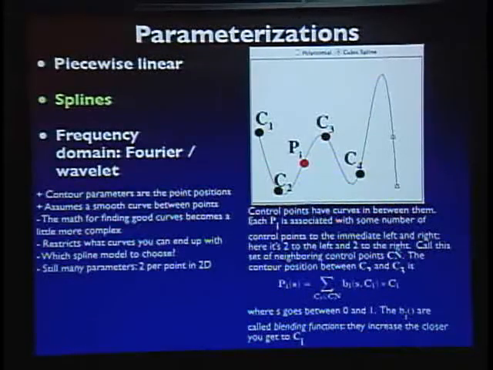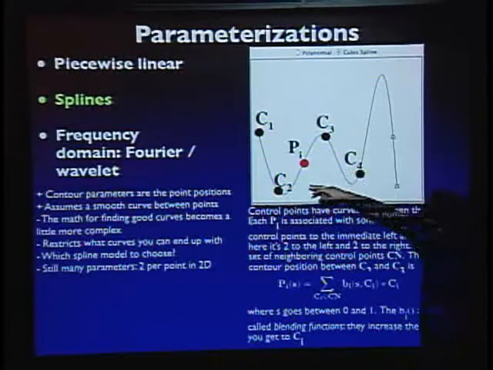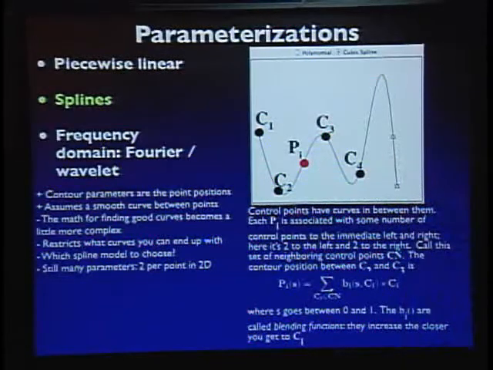The next most complicated thing is to use what's called splines, where instead of simply connecting the adjacent control points together with a straight line, you can think of the obvious generalization of connecting them together with a not straight line. So again, the contour parameters are these point positions, C1, C2, C3, C4, and so on. But the way you determine the position of the boundary in some place that's in between the control points is to use a more complicated function than simply connecting them with a straight line. And in particular, you use a thing called a blending function. A blending function can be thought of as a kind of weighting function for each one of the control points.